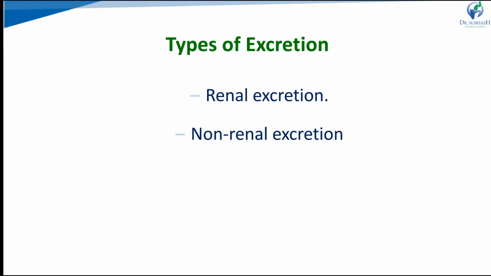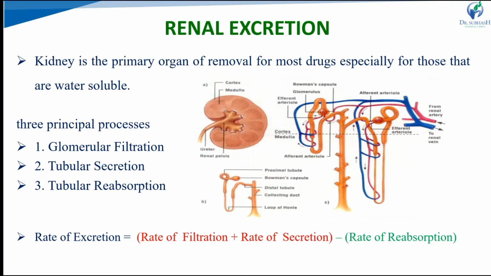Types of excretion: renal excretion, and other than renal, we can call it non-renal excretion. The kidney is the primary organ for the removal of most drugs, especially those that are water soluble, polar in nature or of low molecular weight. So those are excreted through the kidney.